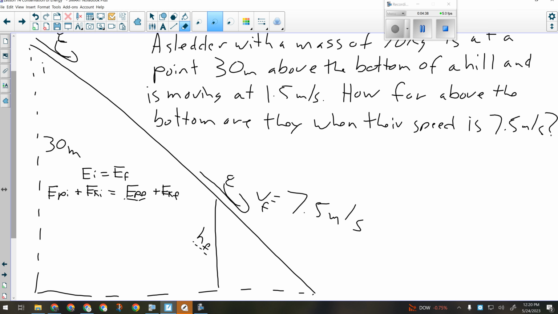Subtract. Right, subtract which one? The EKF. The EKF, right. I'm adding EKF to EPF, so I'm going to subtract EKF over to the other side. So that'll leave me with this. Initial potential plus initial kinetic minus the final kinetic equals the final potential. Okay.